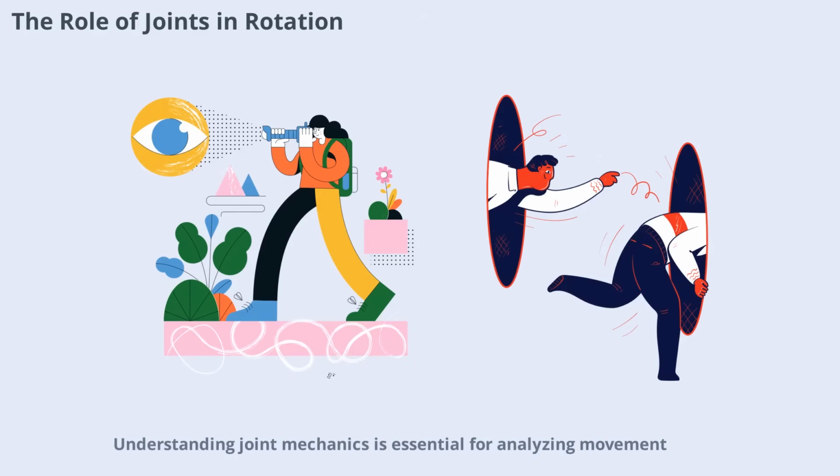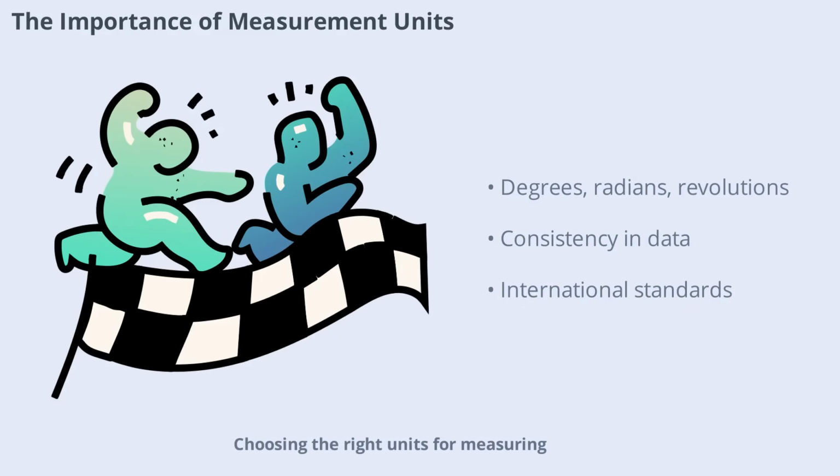Understanding joint mechanics is essential for analyzing movement, preventing injuries, and designing supportive equipment like braces or prosthetics. Choosing the right units for measuring angles and motion is crucial in biomechanics. Using degrees, radians, or revolutions appropriately ensures accurate calculations and clear communication. This is especially important when comparing data across studies or working with international teams where unit conventions may differ.